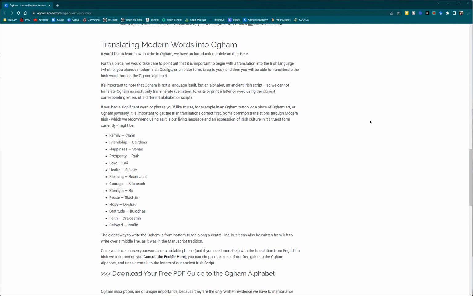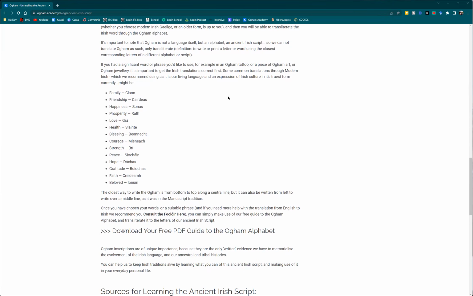Some common translations through modern Irish, which we recommend using as it is our living language and an expression of Irish culture in its truest form currently, might be family, which is clán, friendship, which is cordius, happiness, which is sunnis, prosperity, which is rath, love, which is gra, help, which is sláinte, blessing, which is bannacht, courage, which is mishnach, strength, which is brí, peace, which is síocháin, hope, which is dóchas, gratitude, which is buíochas, faith, which is creideamh, and beloved, which is inún.